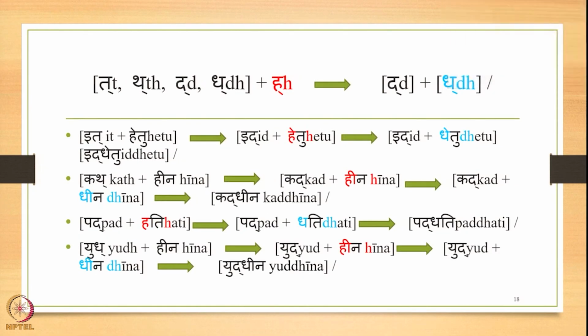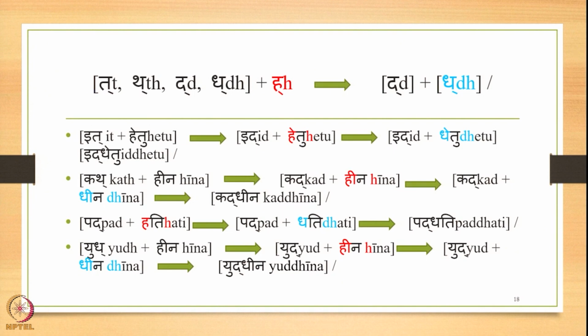Next we have ta, tha, da, dha plus ha as the input, and Jhayo Ho Nyatarasyam applies, and the output generated is d plus dh optionally, and the optional output would be d plus h as well.